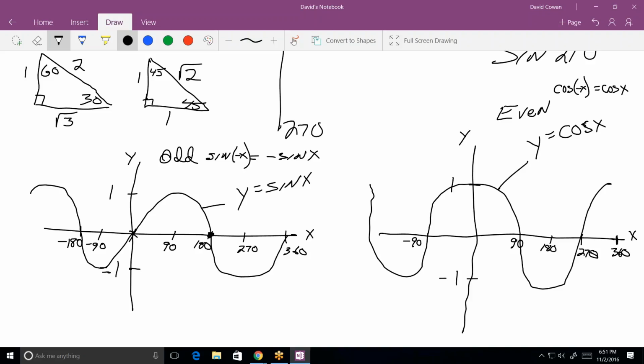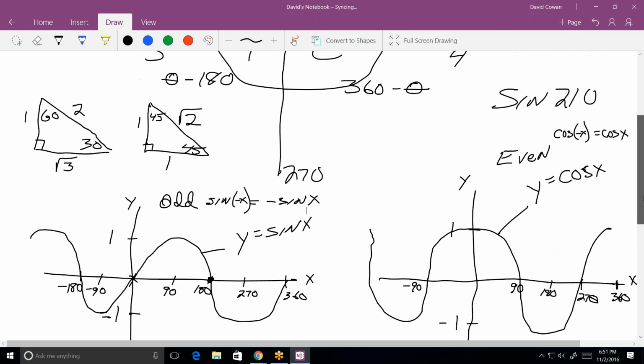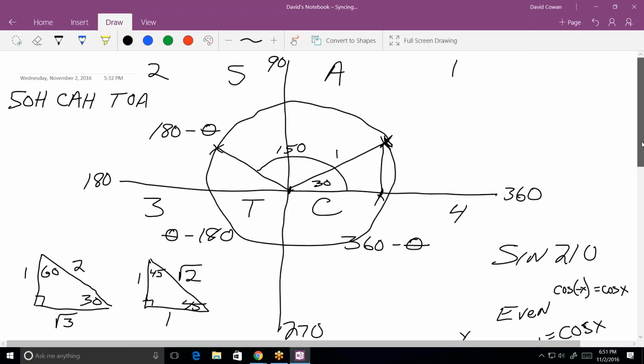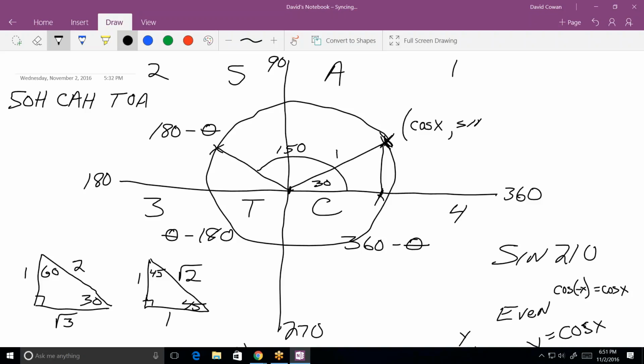Now, there's another way to memorize the quadrangles that a student told me his teacher used, and it makes a lot of sense. Let's go back up here. The coordinates on that point are cosine of x, comma, sine of x, right? If my angle is 0 degrees, then my ray is right there. What are the coordinates on that point?